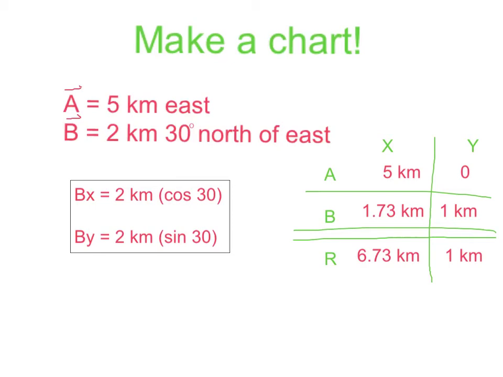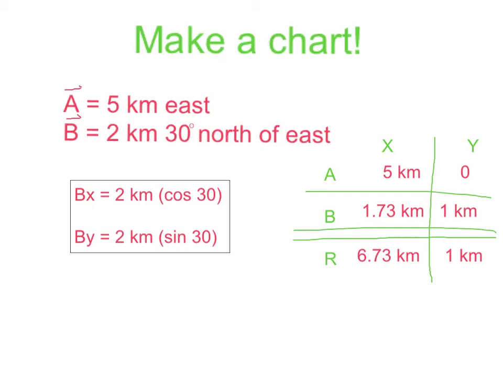To find the x component of vector B, we take the magnitude of vector B and multiply it by the cosine of the angle, and we get 1.73 kilometers. And to find the y component of vector B, we take the magnitude of vector B and multiply it by the sine of 30 degrees and get 1 kilometer.